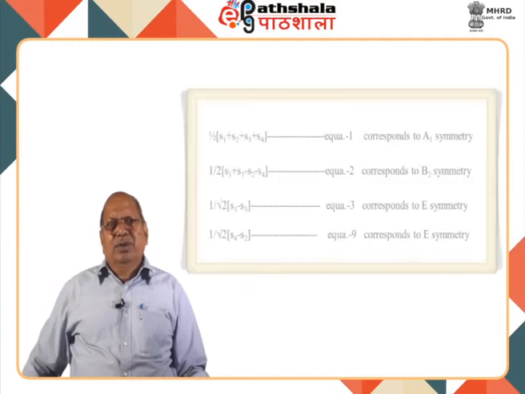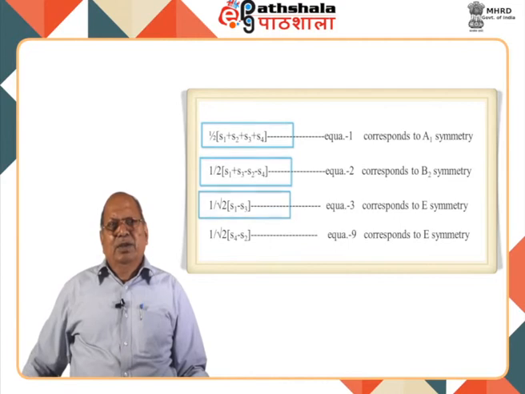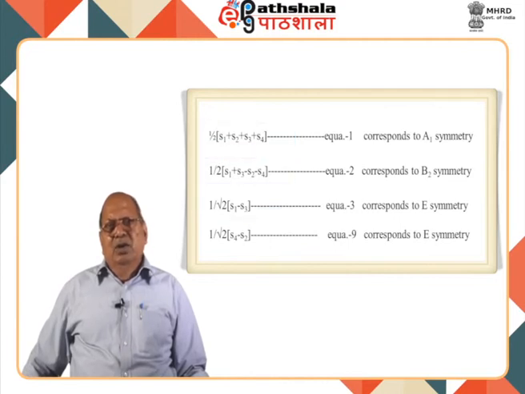So the SALCs given by equations 1, 2, 3, 5 are different. All others are the same except with minus sign. That is, these are 1 upon 2 S1 plus S2 plus S3 plus S4. Equation 1 corresponds to A1 symmetry. 1 upon 2 S1 plus S2 minus S3 minus S4. Equation 2 corresponds to B2 symmetry. 1 upon under root 2 S1 minus S3. Equation 3 corresponds to E symmetry. Now 1 upon under root 2 S4 minus S2. Equation 9 corresponds to E symmetry.